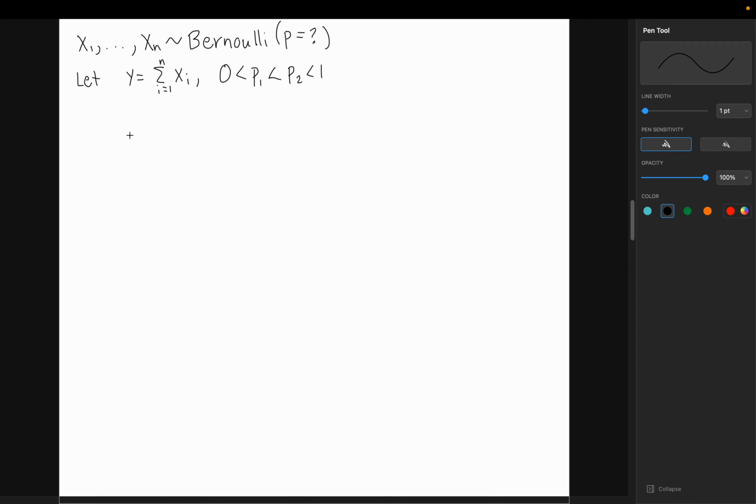Show how to find a monotone likelihood ratio for a Bernoulli distribution. We have unknown parameter p, and we have defined the statistic y as the sum of all x's. We have also found two values in the parameter space, p1, p2, any arbitrary values, but p1 has to be less than p2. To see a monotone likelihood ratio, we have to stack two likelihoods on top of each other.